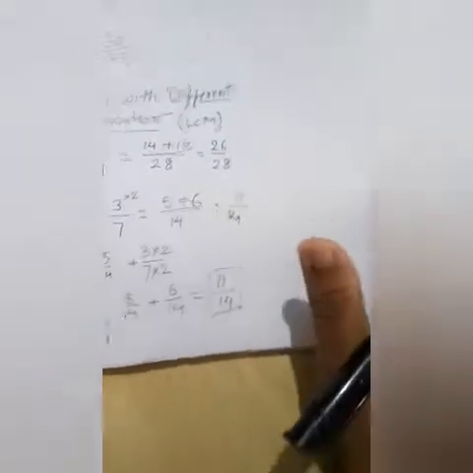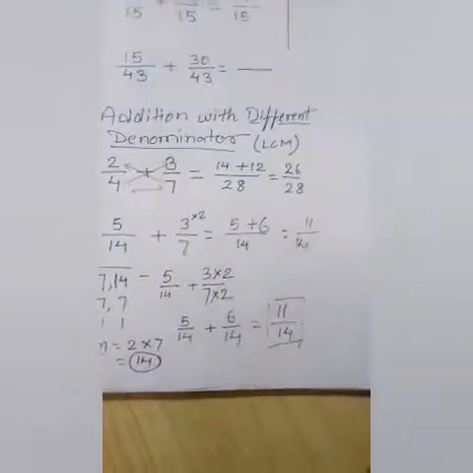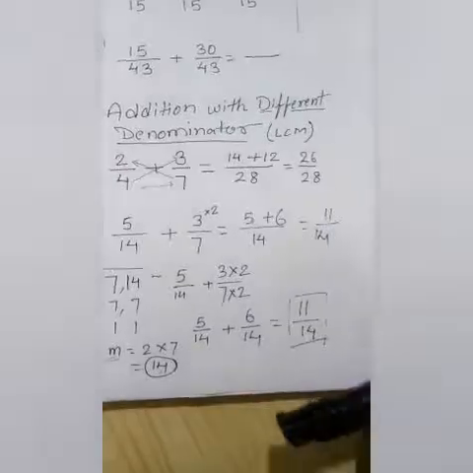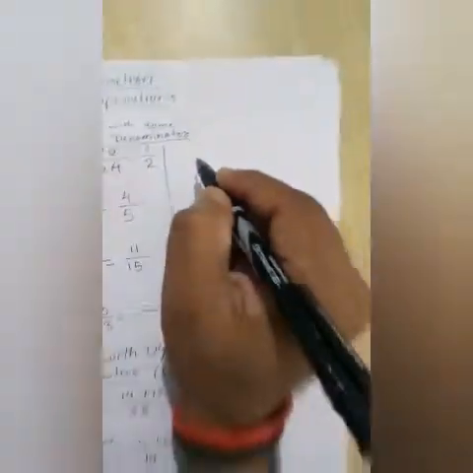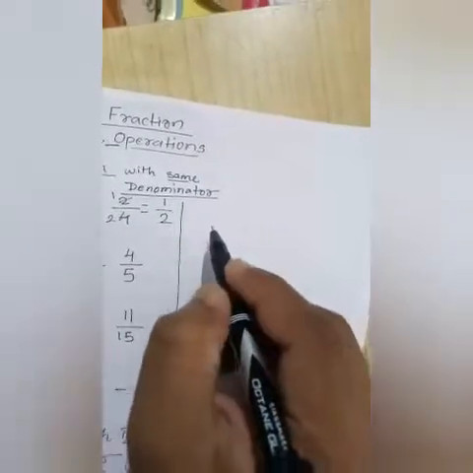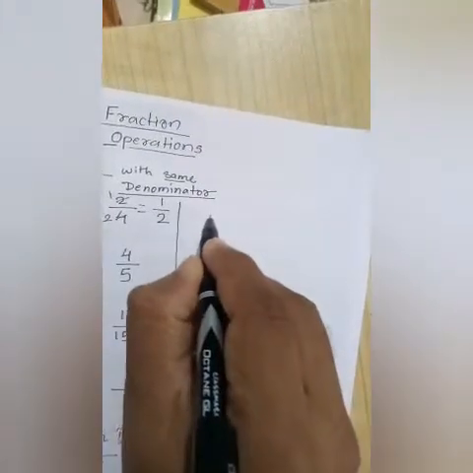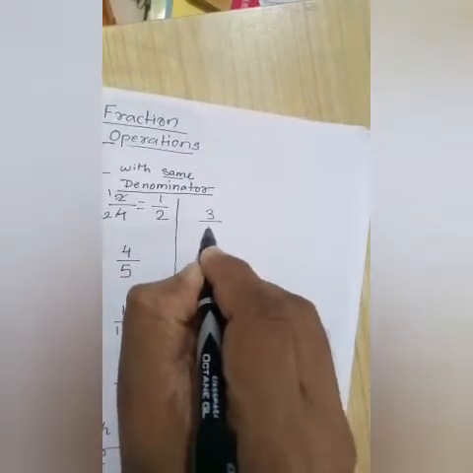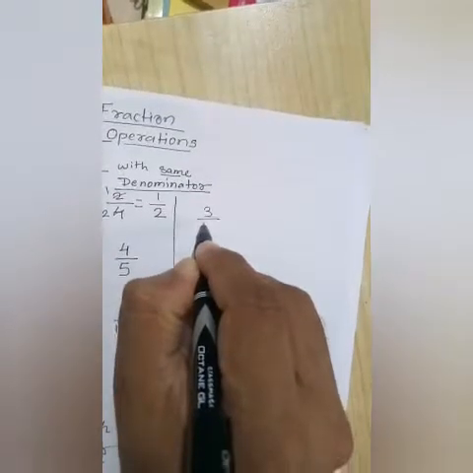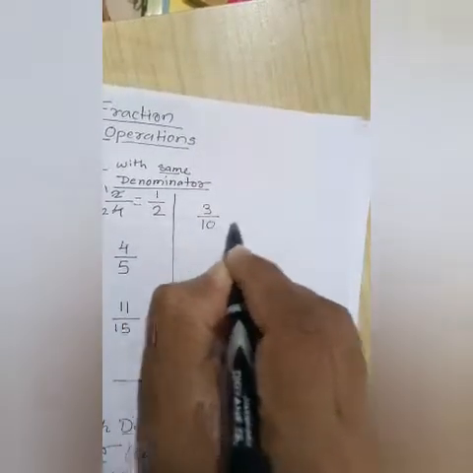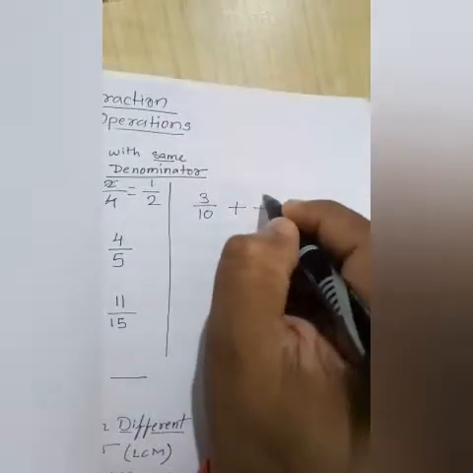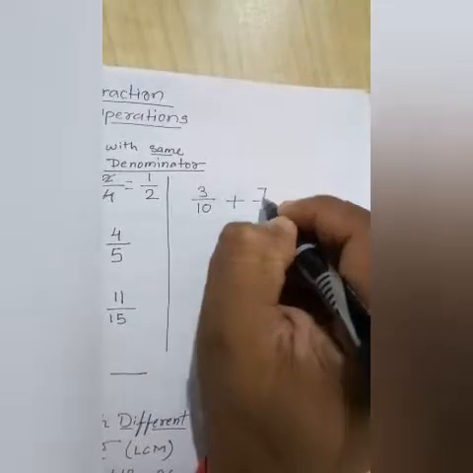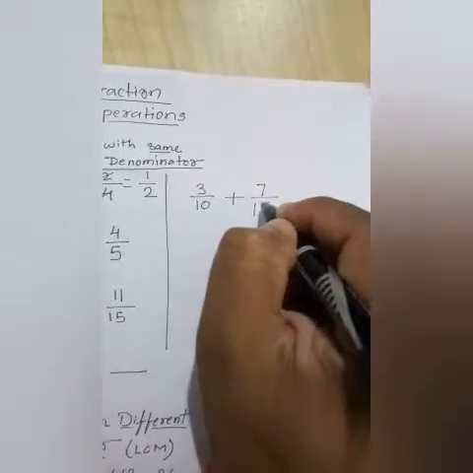So this is how you need to do the answers, and let's try out one more and see how much you understood with a different denominator. Now I would like to give you the question and you try it out. You can pause the video even to try this out. Suppose you have 3 upon 10, and you are adding 7 upon 30.